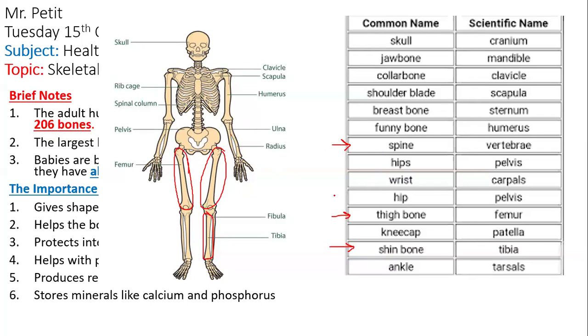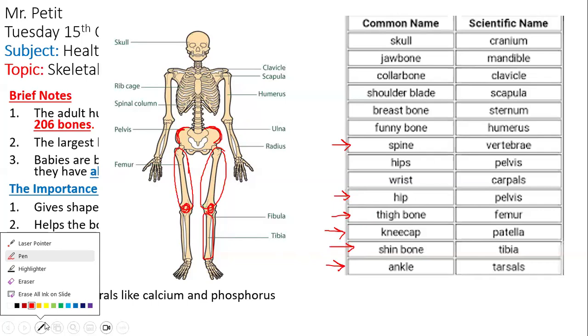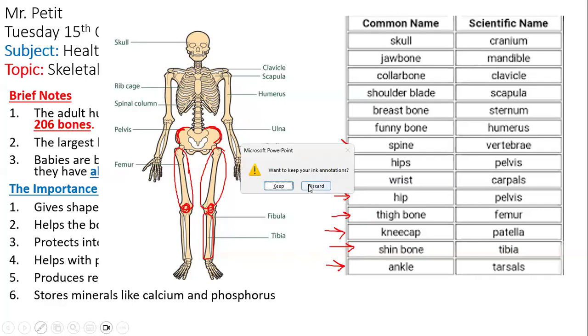The scientific name for the hip is the what? Pelvis. And the kneecap, the scientific name for the kneecap is the what? Patella. The patella, right? And the ankle, what's the scientific name for the ankle? Tarsals. All right.